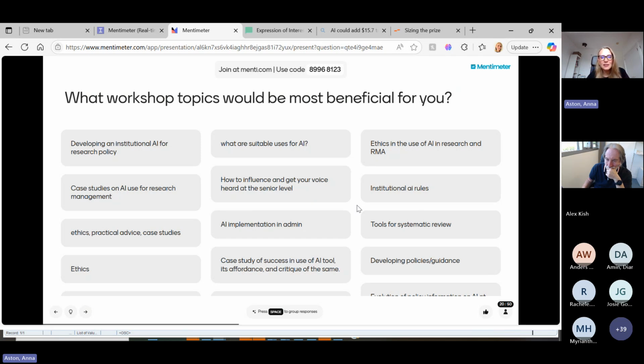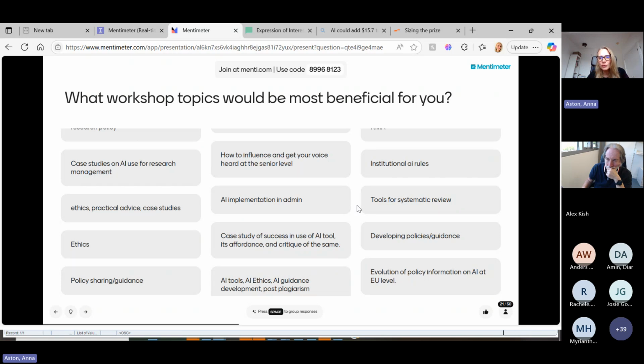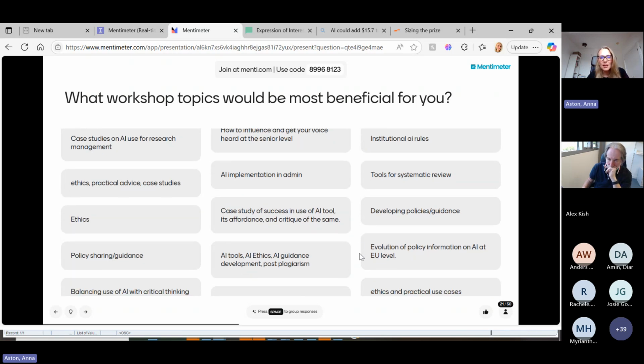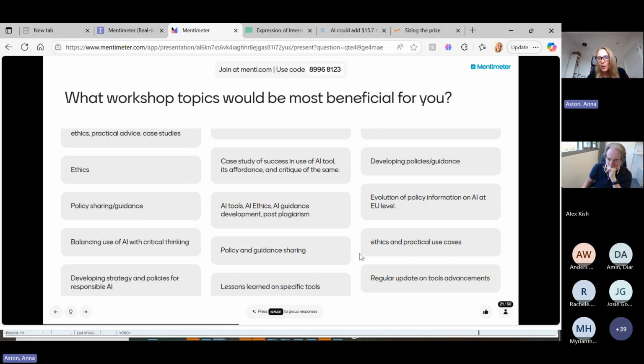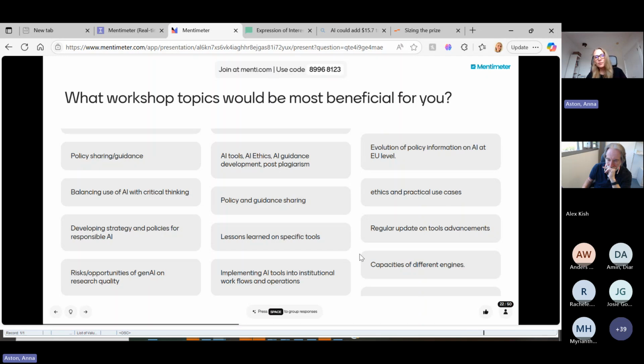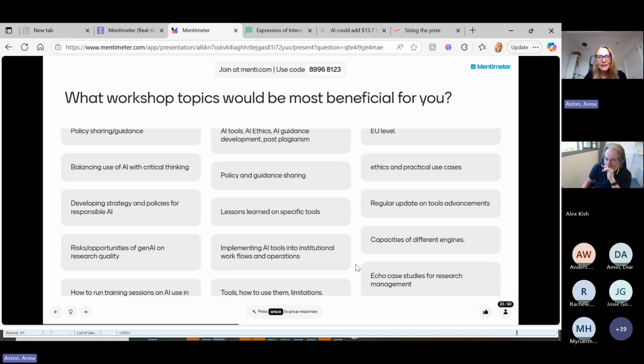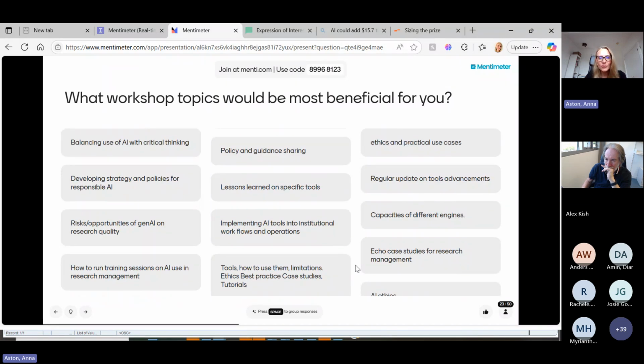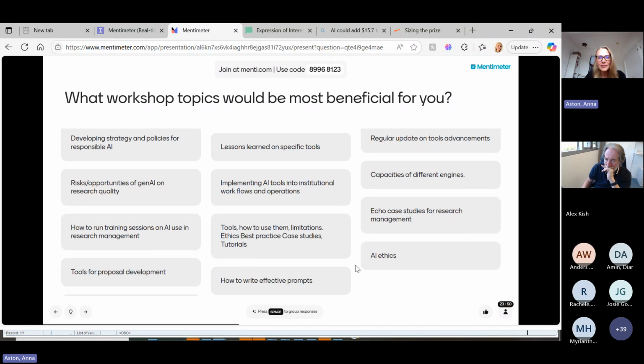Practical advice, case studies, AI implementation, tools for systematic review, ethics, case studies, tools, evolution of policy, policy again, balancing use of AI with critical thinking. Well, it's a very good topic. Critical thinking, I think moving forward, is going to be the most important skill. Developing strategies and policies again, lessons learned, risk opportunities, tools, implementing, and so on.